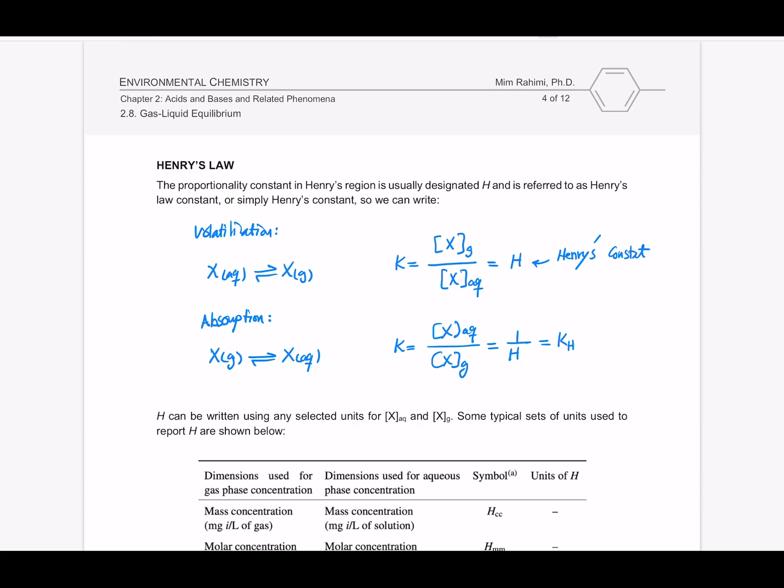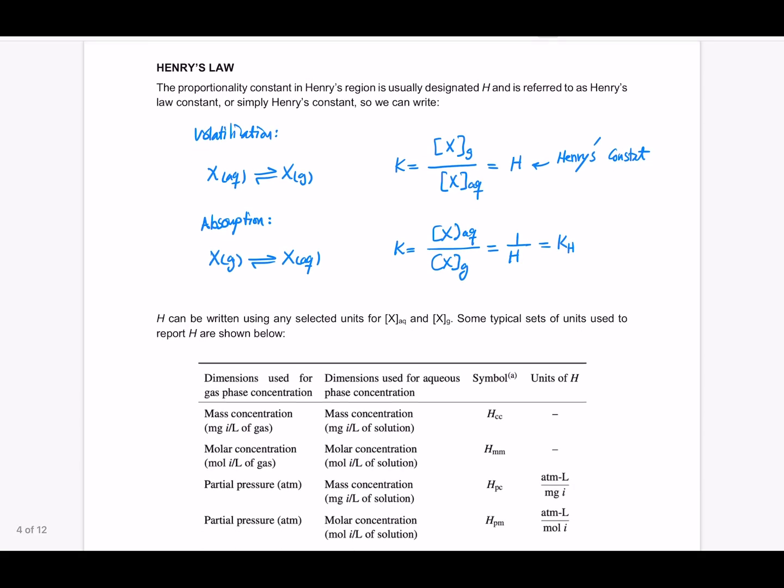And I think it's fair to say, in this case, activity is equal to the concentration. So it's safe to express this equilibrium using concentration, because one of the conditions to be inside Henry's region is that we're dealing with dilute species. It's more on the left side of the spectrum. So it's fair to assume the concentration and activities are equal.